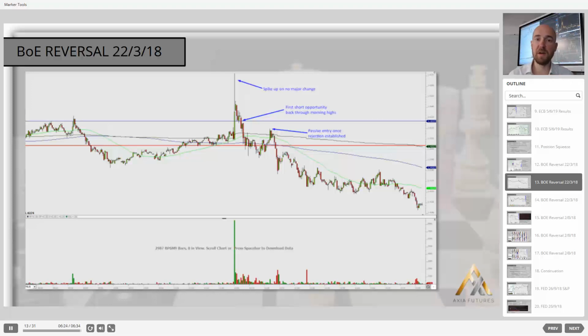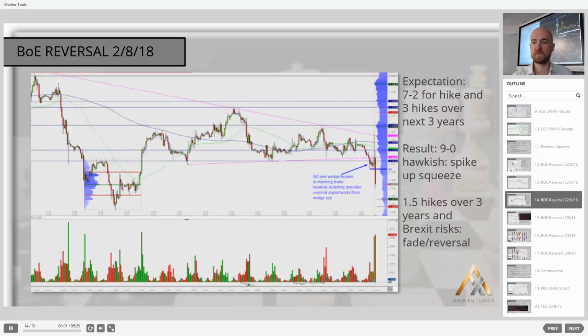This time, the Bank of England once again, but in August in 2018, a few months after this decision had been made. Here we're going to look at a technical reversal. So a reversal of people who are positioned for a technical trade as opposed to positioned in the expectation of a certain event from the Bank of England.